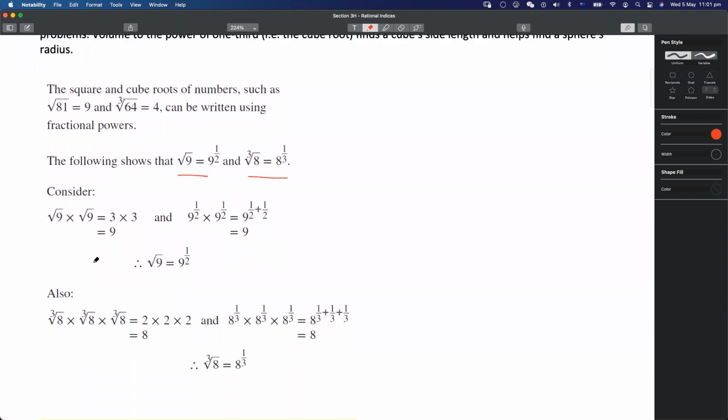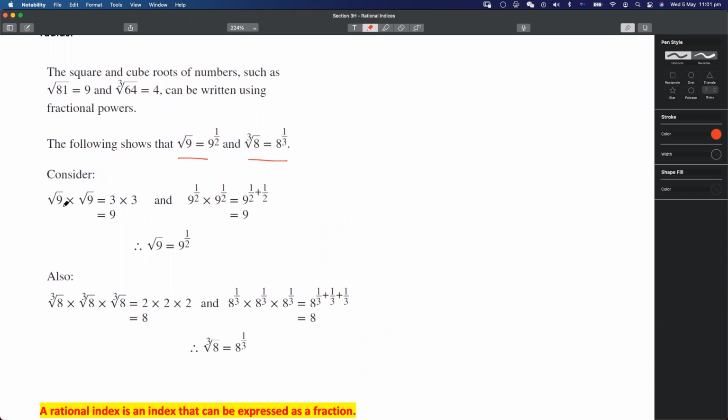Okay, let's understand why. Consider root 9 times root 9. Isn't that 3 times 3, which is 9? And if you convert it to 9 to the 1/2 times 9 to the 1/2, by applying a to the power m times a to the power n, we retain the base and add the indices. So we retain 9 and add indices half and half. That's 9 to the power 1. We don't need to show the 1 because it's just to the power 1. Therefore, root 9 and 9 to the power half are equivalent.